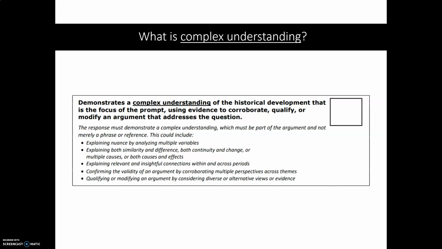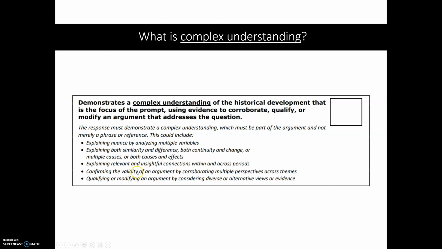But if you really wanted to do this, and you've got to have that last point, you're a completionist, I would suggest probably either going here or here. You're going to explain the similarity and difference of something. You're going to explain the continuity and change of something. You're going to do both cause and effect of whatever your prompt is. So that's one way of doing it.